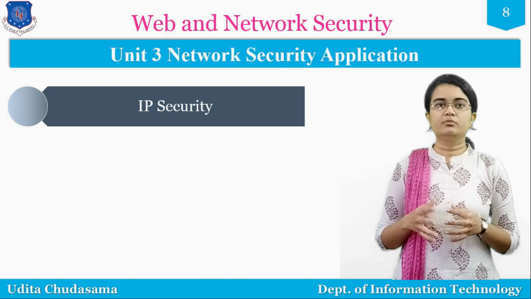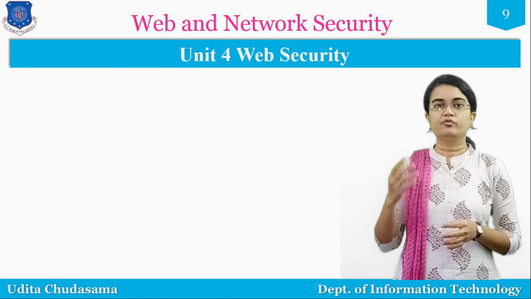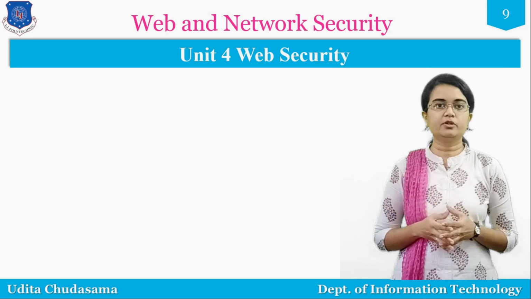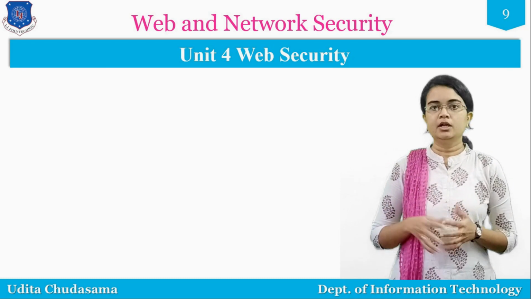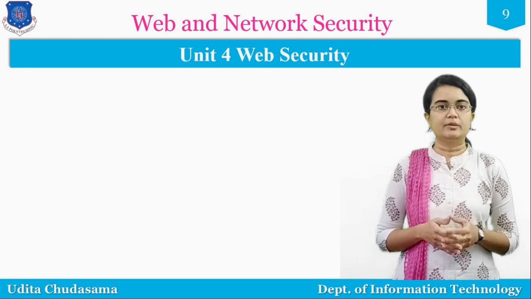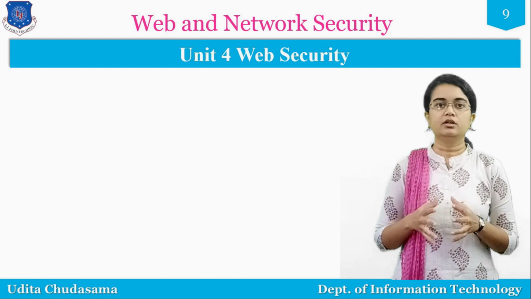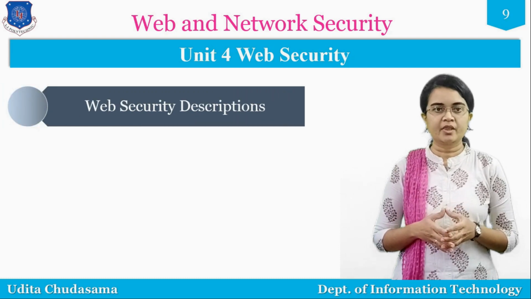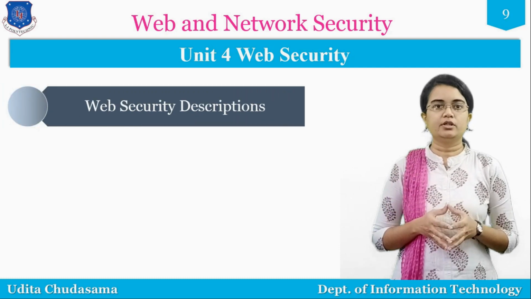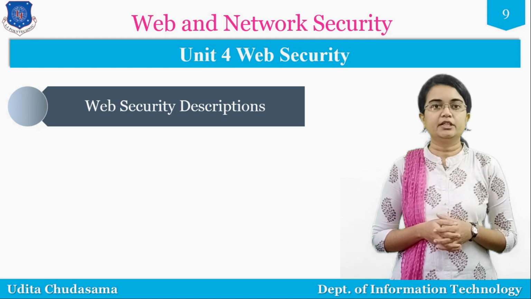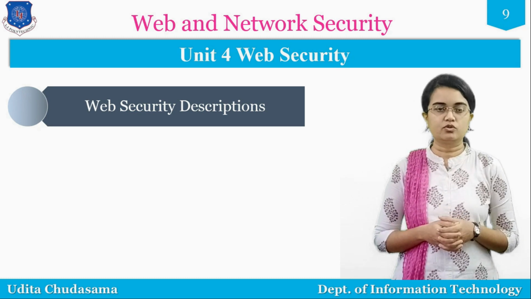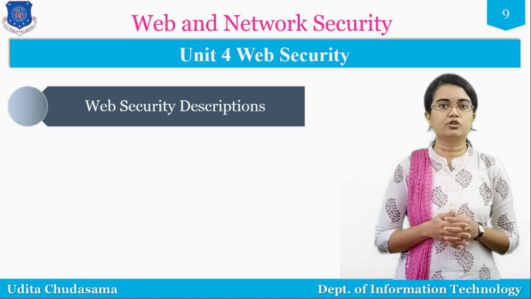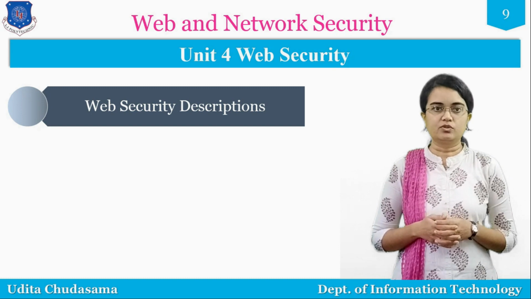Next is unit number 4, which describes web security. In the previous chapter we discussed network security. This chapter describes web security, which includes the web security descriptions, which will have applications also. About discussing web security, obviously it is applied to the application layer of the OSI model. So we will have the application level security on web browsers.